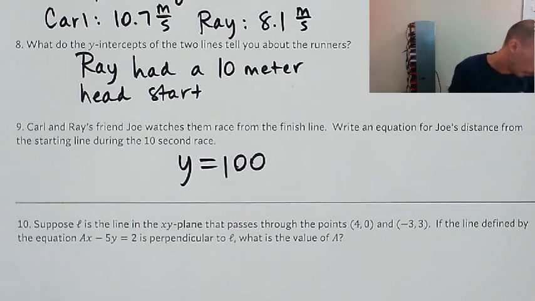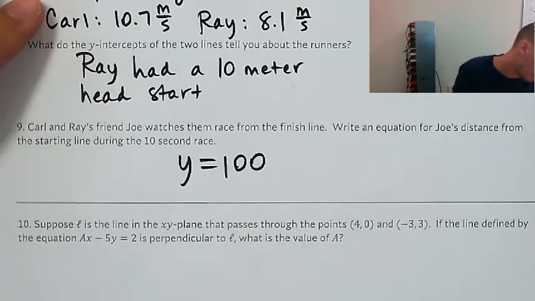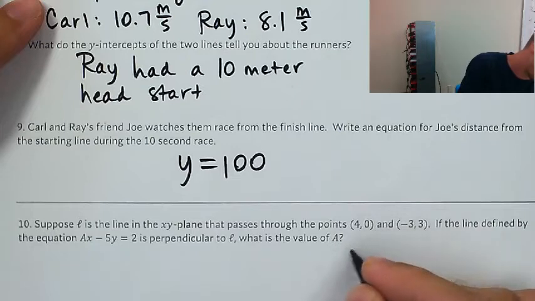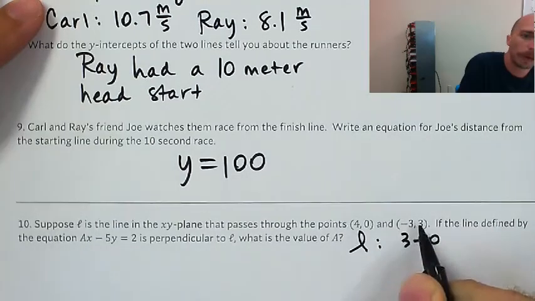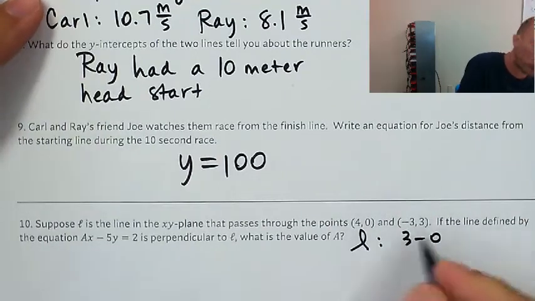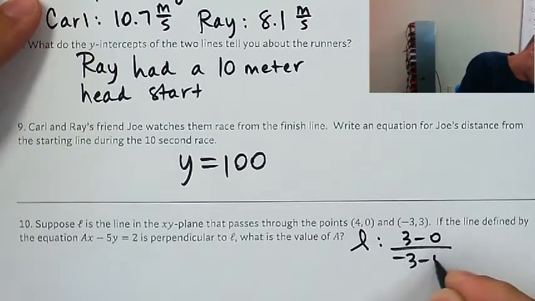All right, so suppose L is the line in the xy-plane that passes through the points (4, 0) and (-3, 3). This line is perpendicular to L. What's the value of a? Okay, well, the slope of L is going to be (3 - 0), y2 minus y1, over x2 minus x1, divided by (-3 - 4).